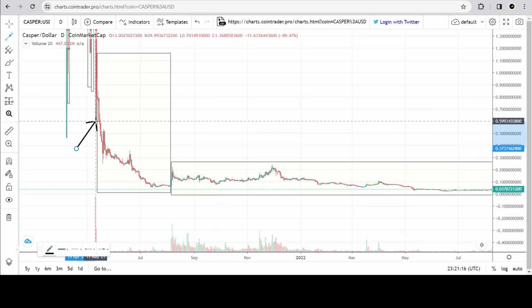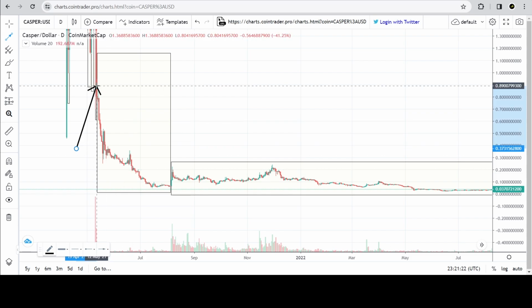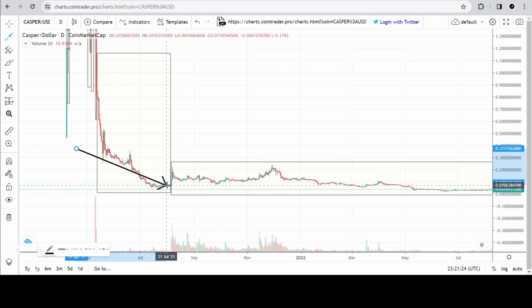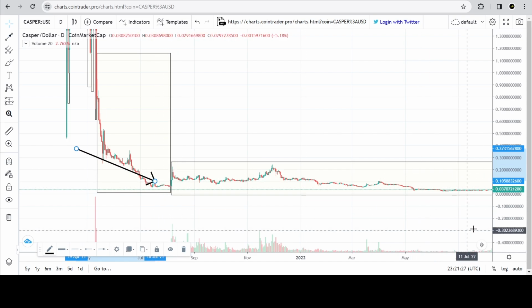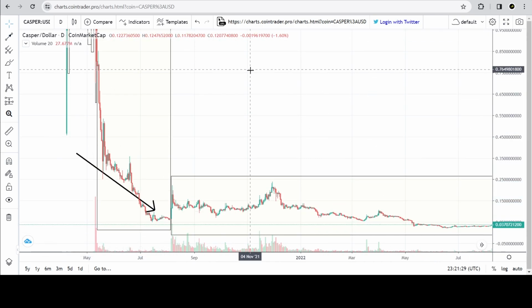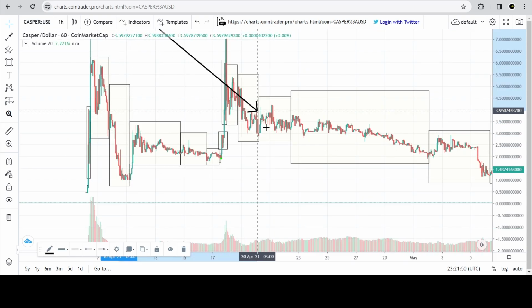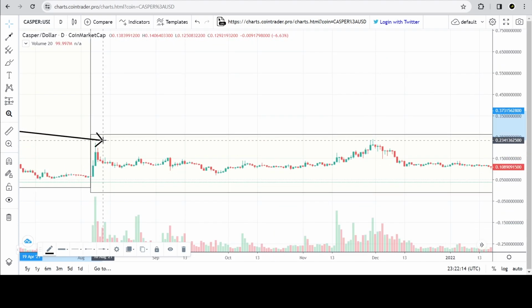This is that fractal we were just looking at. It's very small because now we're on a day candle. However, price breaks to the downside and does a small little bounce right here, in the same way that it did that here and here. Price then moves back up to a peak.